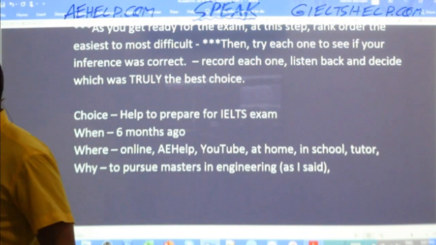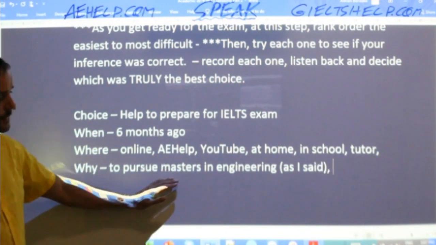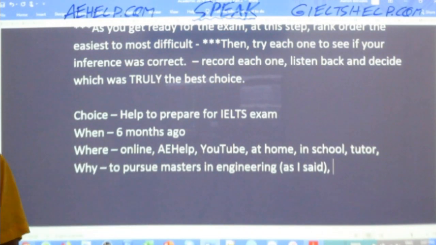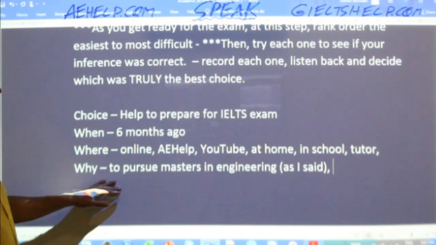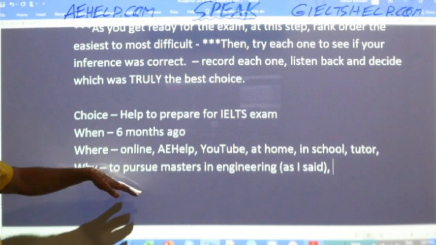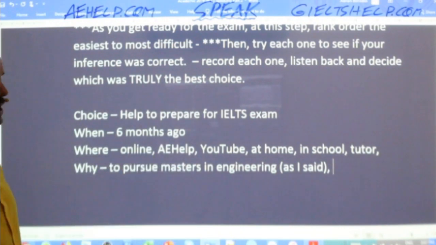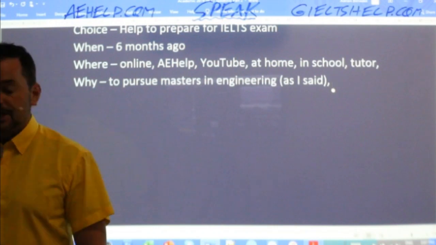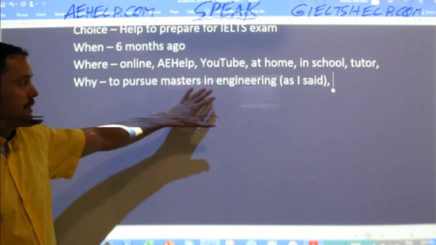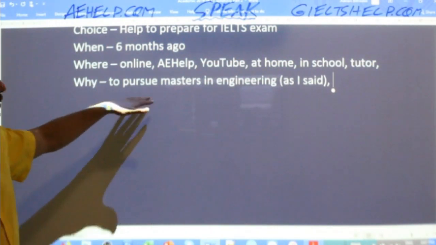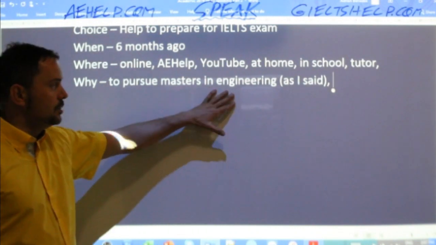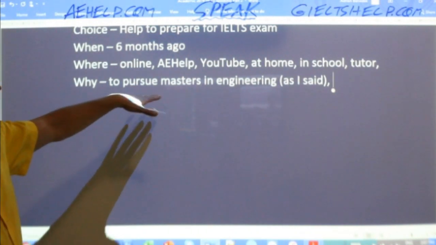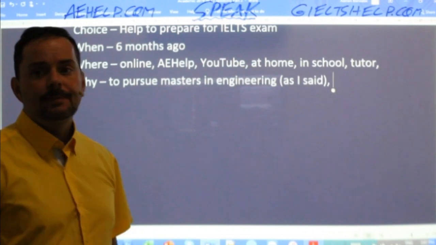Okay, you might be able to make a connection there in the icebreakers in part 1. If the examiner says, you know, do you work or study? And you say, well, I'm studying for this exam so I can pursue my master's in engineering at MIT in the US, then here you can make a connection, right? So as I said at the beginning of this interview, my goal with the IELTS is to gain entrance into my engineering program. Okay.